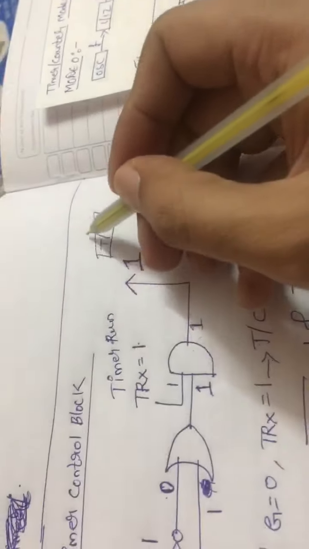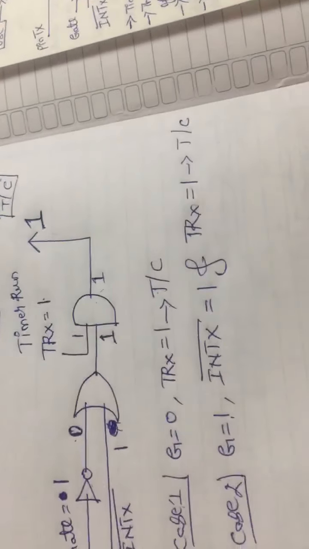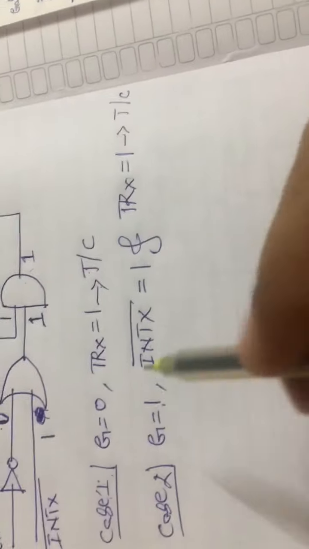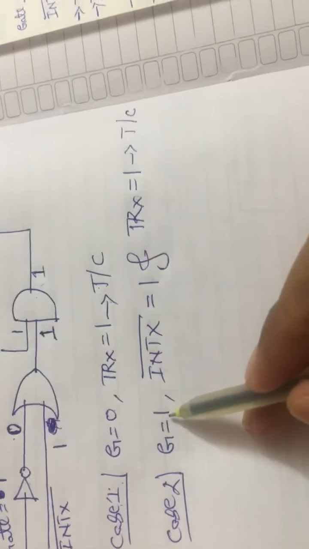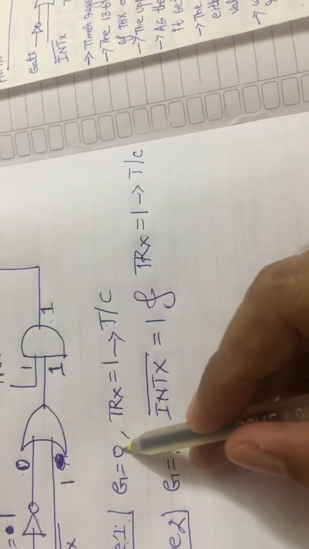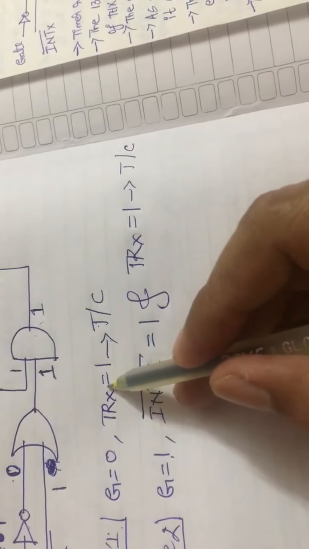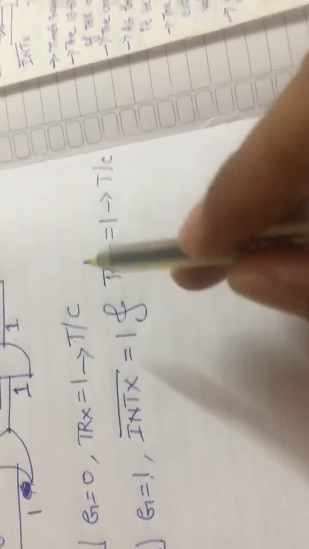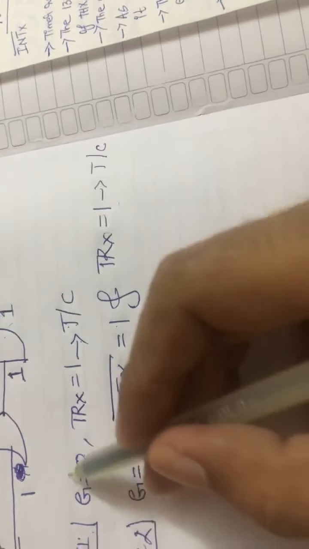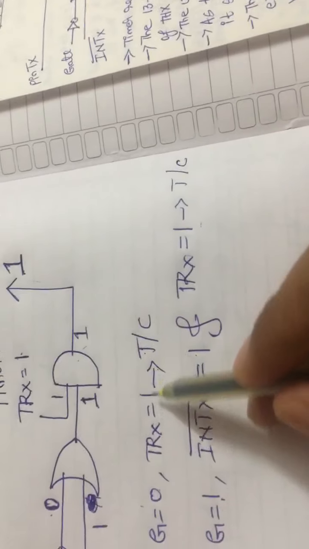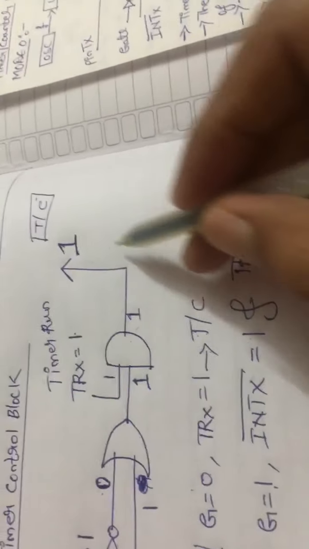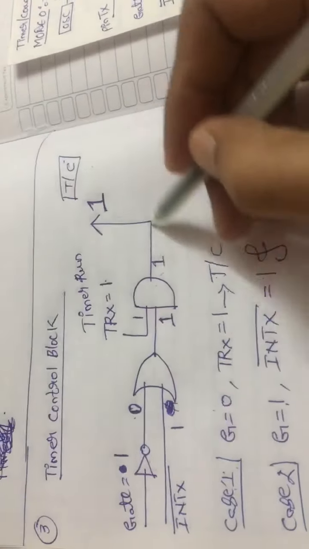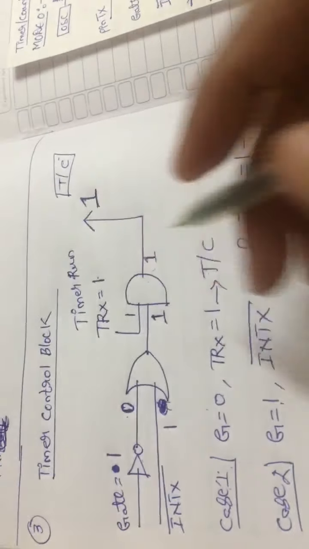So in both the cases we come to the conclusion that either GATE is equal to 0 or GATE is equal to 1. When GATE is equal to 0, the TRX bit has to be equal to 1. When GATE is equal to 1, INTX bar is equal to 1 as well as TRX is equal to 1. The conclusion is that in both the cases we should make TRX equal to 1, then only I can start my timer/counter. So this is the timer control block. Thank you.